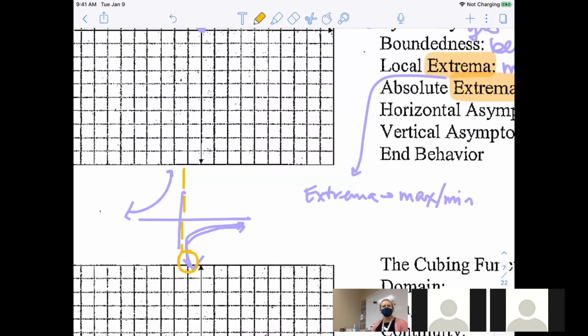Did you guys do those kinds of functions in Algebra 2? Yeah. Was that when you guys were online? No, that was in person? Okay.